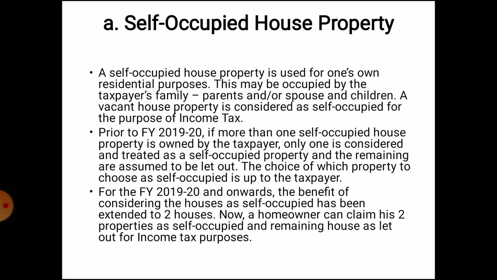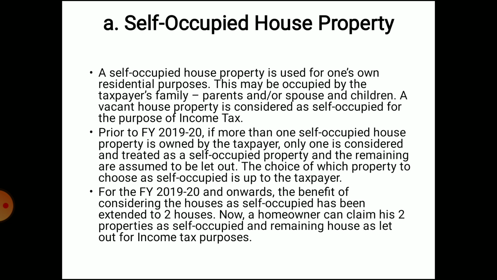Prior to the financial year 2020, if more than one self-occupied house property is owned by the taxpayer, only one is considered and treated as self-occupied property. Suppose he has two self-occupied properties; in that case, before 2020, only one house would be treated as the self-occupied SOP property, and the remaining are assumed to be let out. The choice of which property to treat as self-occupied is up to the taxpayer, but the taxpayer has to decide which particular property is self-occupied and which he is going to treat as LOP, let-out property.